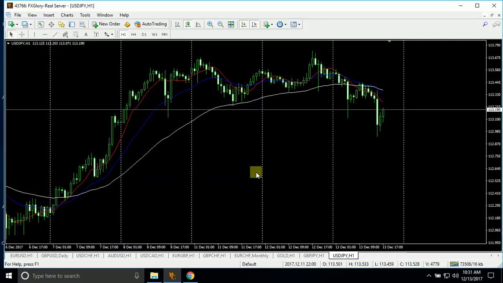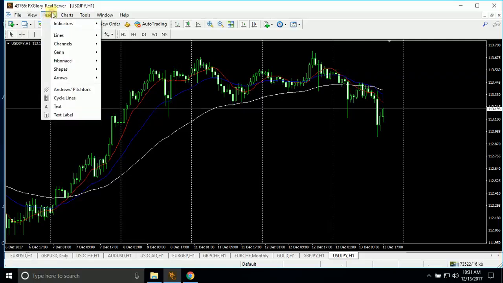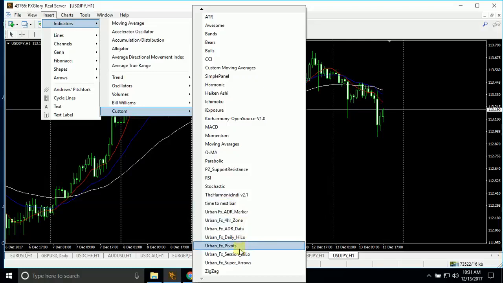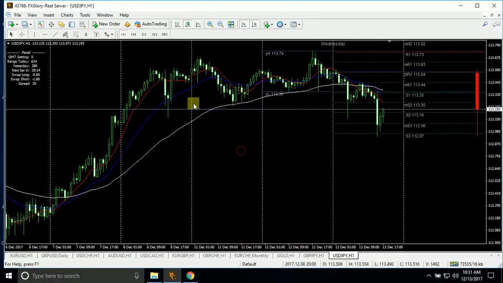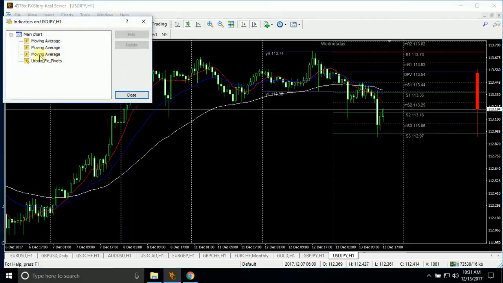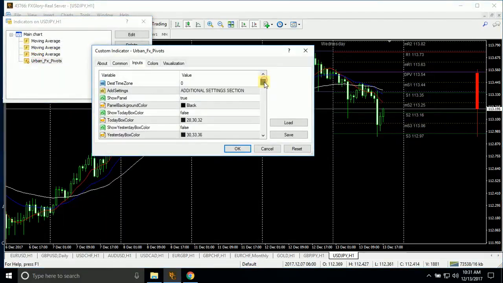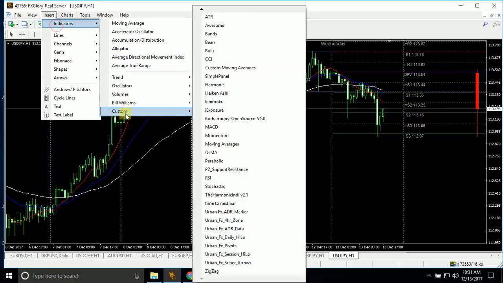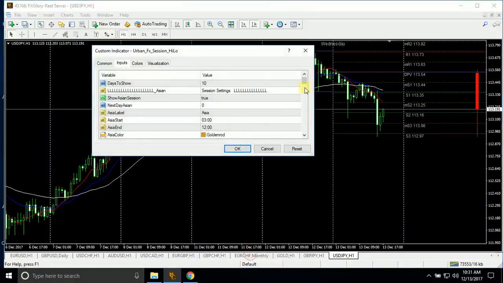Alright, now next, what we're going to need to do is, what I've added is the custom pivots. Let's edit that real quick. I'm not going to show the panel. And I have added the sessions.